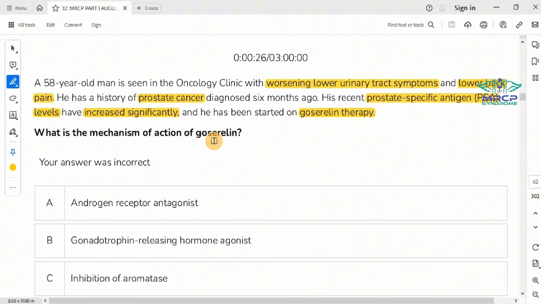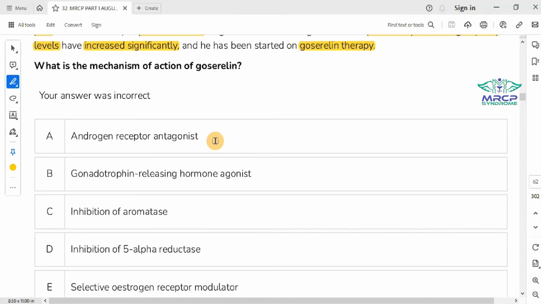A 58-year-old man is seen in the oncology clinic with worsening lower urinary tract symptoms and lower back pain. He has a history of prostate cancer diagnosed 6 months ago. His recent PSA levels have increased significantly, and he has been started on goserelin therapy. What is the mechanism of action of goserelin?